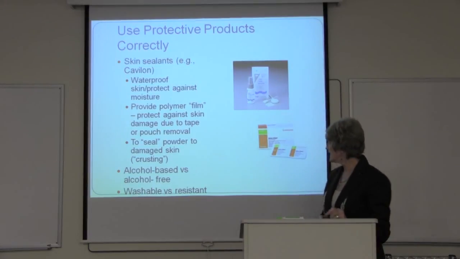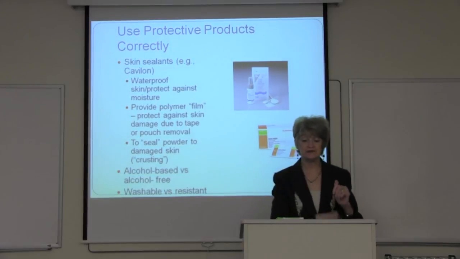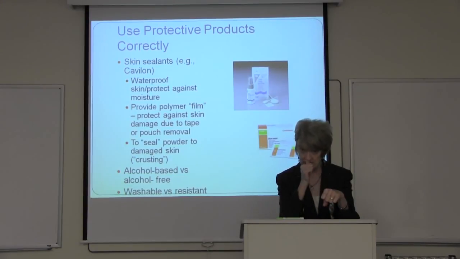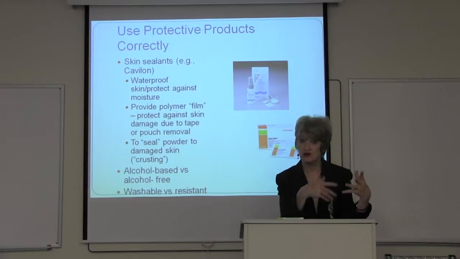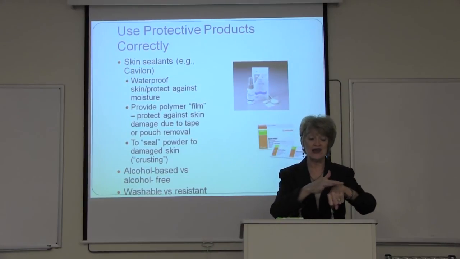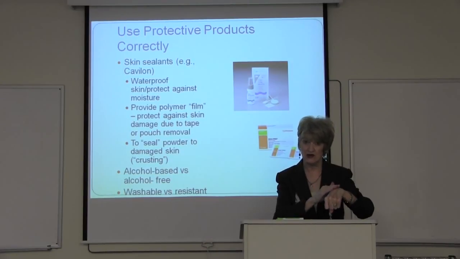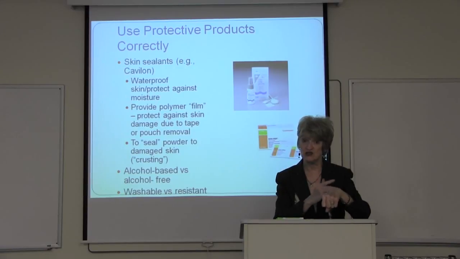Then the last classification is washable versus resistant. Most of the sealants that are on the market are washable, meaning that if you put them on your hand and then you go wash your hands with soap and water, they wash off. And that's not a problem because think of how we use them. We use them under tape, under dressings, under pouches. We frequently, inadvertently, get some of that plasticizing film outside the area where the pouch is adhering, outside our tape border. But it's not a problem because when we bathe, it just washes off.